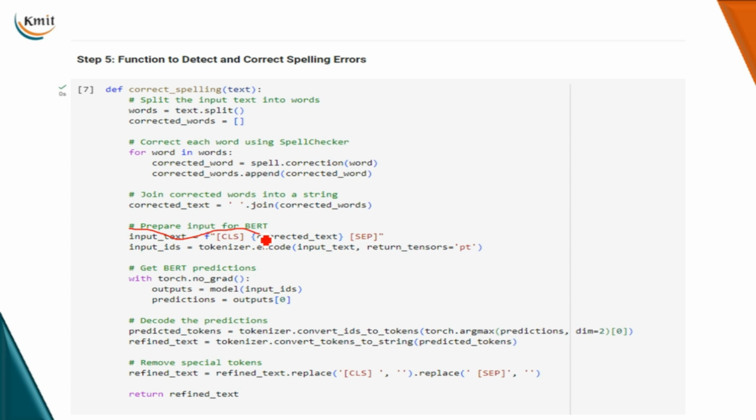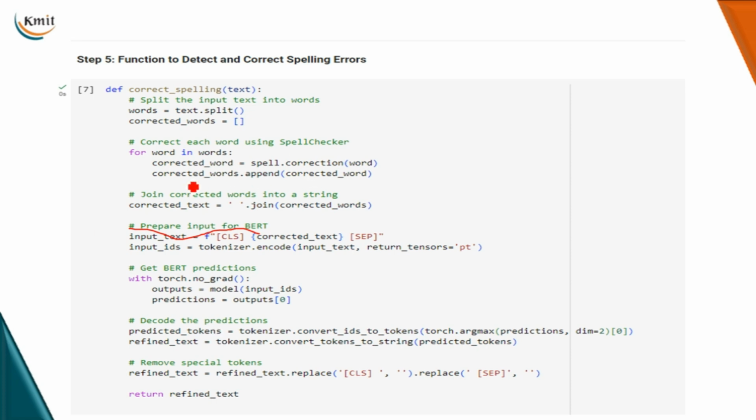If you remember, when I was explaining BERT, I explained this, right? So this will prepare the input adding CLS, which means beginning of sequence, and SEP for end of sequence tokens. Now using these, I'll tokenize the input text using BERT's tokenizer and convert that into PyTorch tensors. Once I am done with this, I'll go for BERT predictions.